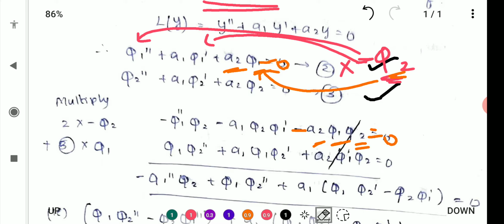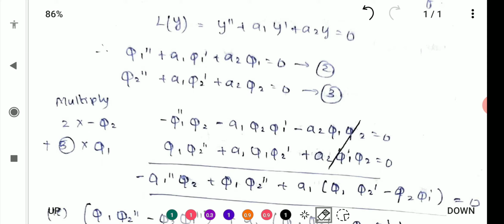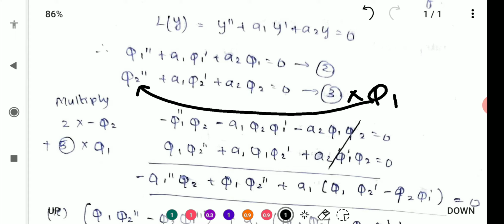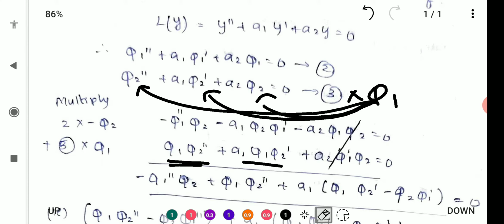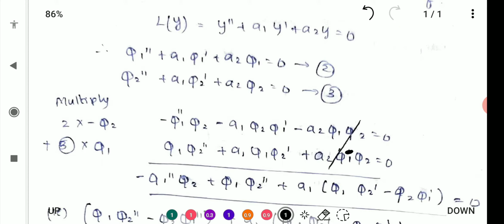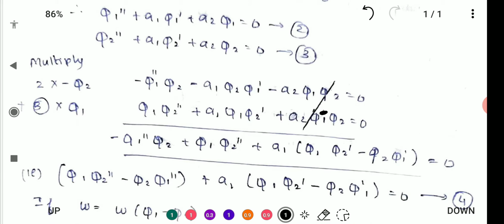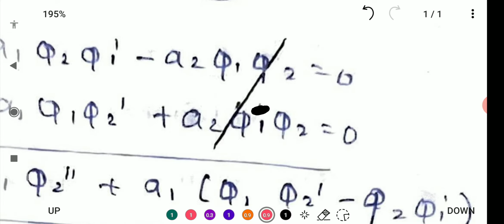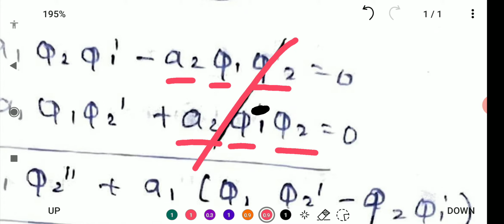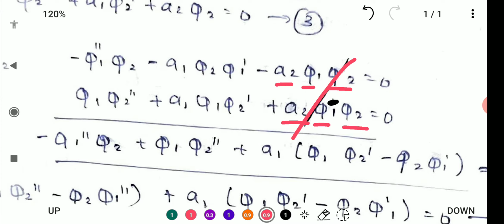Next, in the third equation I am going to multiply by phi1. So phi1 into phi2 double dash plus a1 into phi1 into phi2 dash plus a2 into phi1 into phi2. Here, not phi1 dash, it is only phi1. Now I am going to do the elimination process. Can you see minus a2 phi1 phi2 here, and plus a2 phi1 phi2 here? I am going to cancel those two terms.